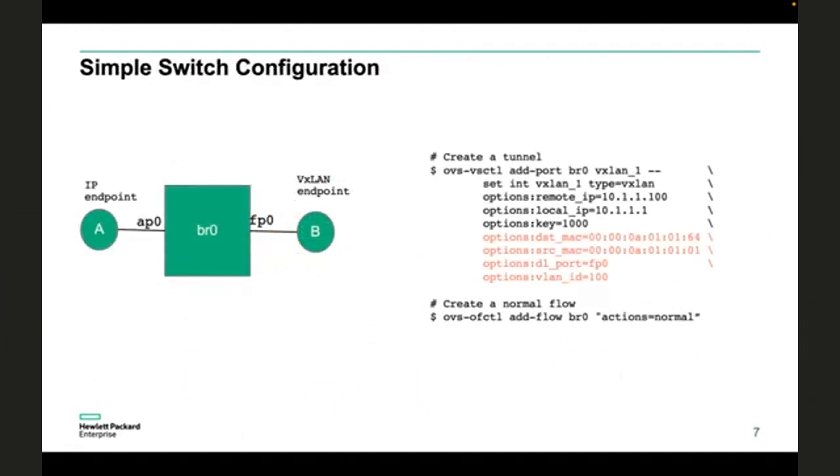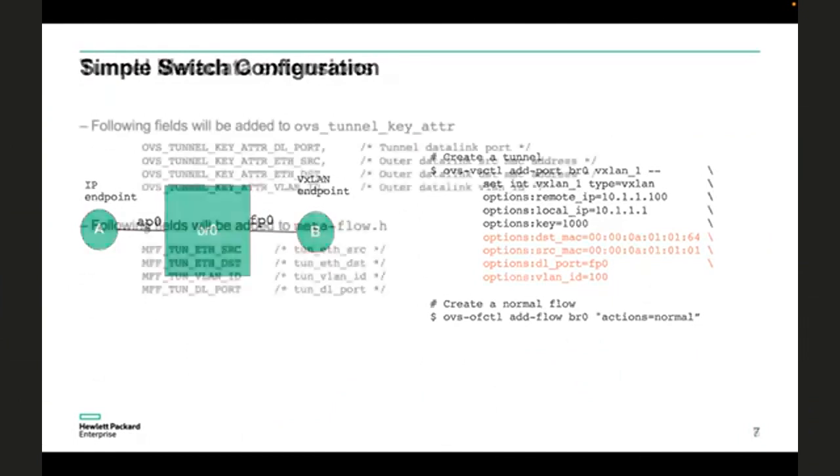To implement, here is a simple switch configuration. It has a bridge BR0 and 2 ports, AP0, an access port, and FP0, which is a fabric port. These are connecting two endpoints, A and B, A which is an IP endpoint and B which is a VxLAN endpoint with VNI ID of 1000. To enable the communication between A and B, I just had to create a tunnel and enable normal flow as shown here, and everything else should work naturally.